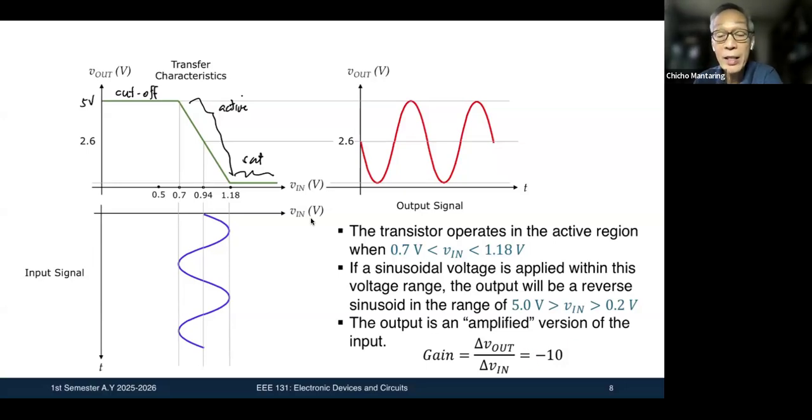So you see that there is amplification. The voltage is magnified by 10, and therefore, if it is going to be used to drive a load, it can drive a larger load.